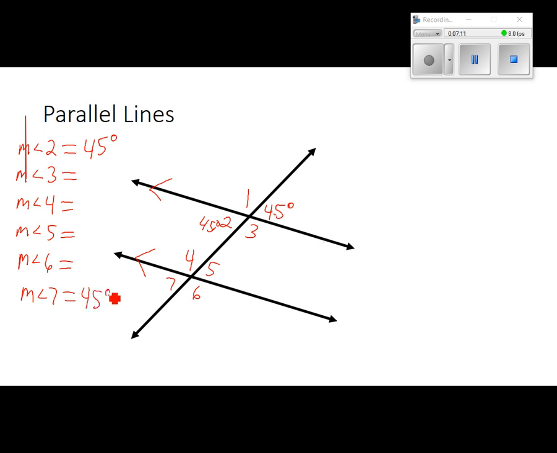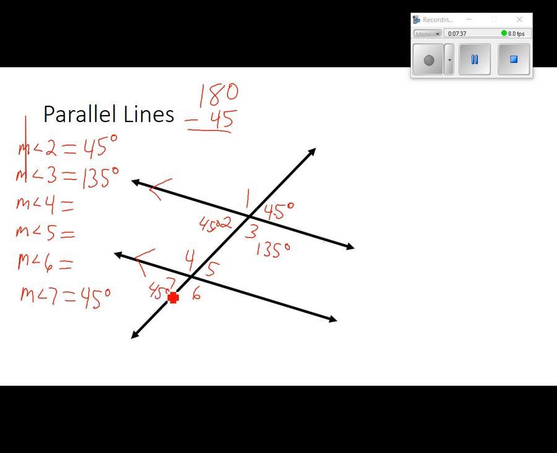Angle 3. Is it 45? No, it's not. What do we know about angle 2 and angle 3? They're a linear pair, so they add up to 180. So 180 minus 45, what's that give you? 135. So that's angle 3. Angle 7 we knew was 45.